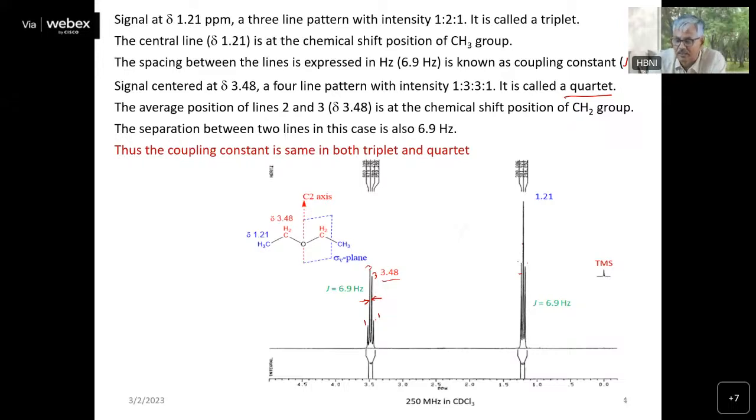If you see that the triplet and quartet, the coupling constants are same. Also the integration, if you see, this corresponds to 4 protons and this corresponds to 6 protons. So the relative peak area also gives you as it is expected. So due to the splitting of the signals, there is no change in the area of the peaks.